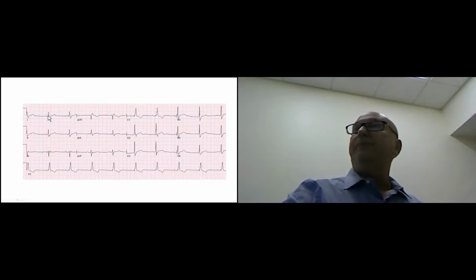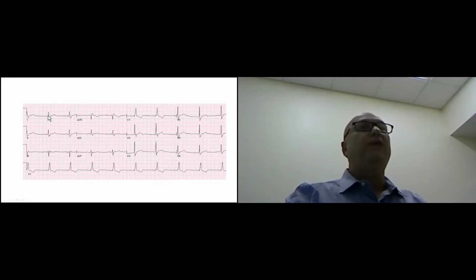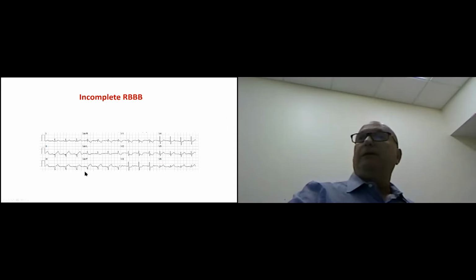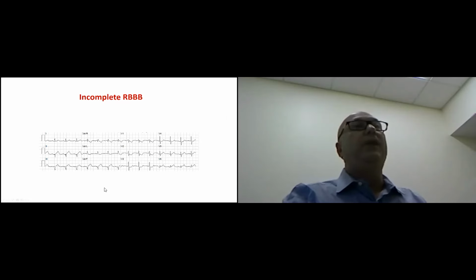This is another example of right bundle branch block with minimal ST segment elevation in the anterior leads. Is it STEMI? Reading those ECGs offline without seeing the patient is very difficult. So what about incomplete right bundle branch block? We have here ST segment elevation in the inferior leads. We have here ST depression. What criteria should we use for incomplete right bundle branch block in the same setting?